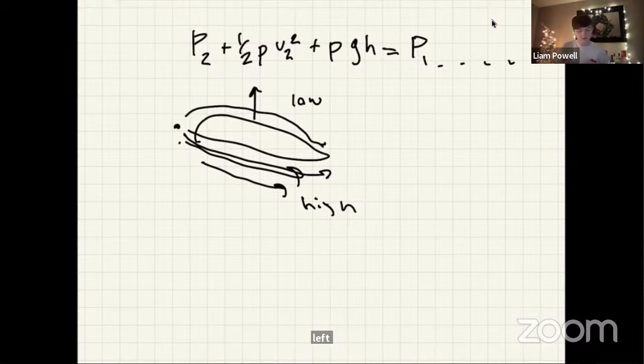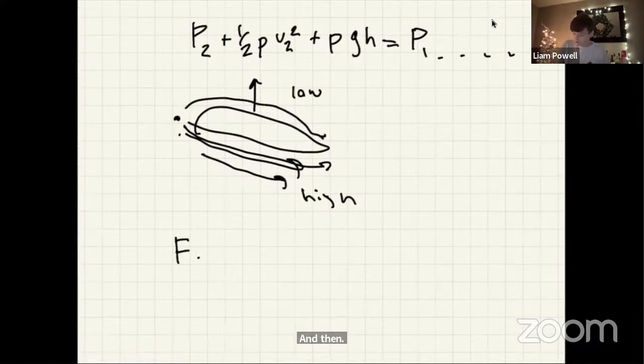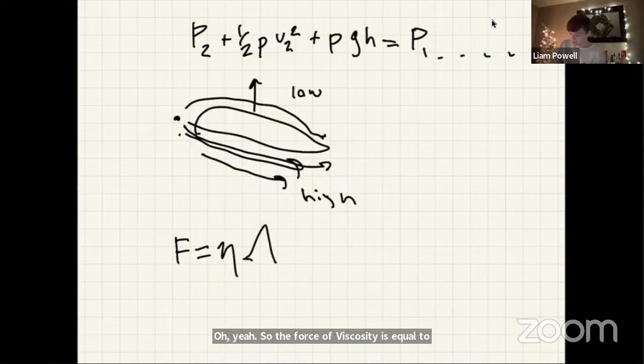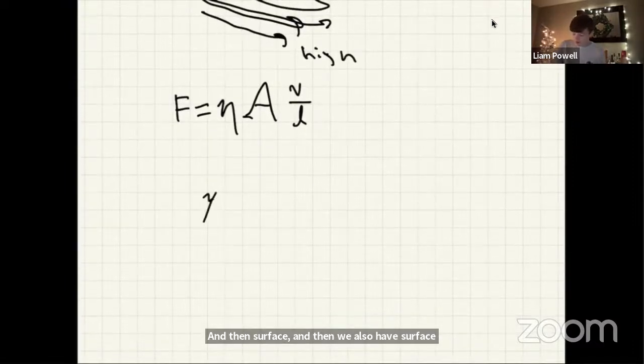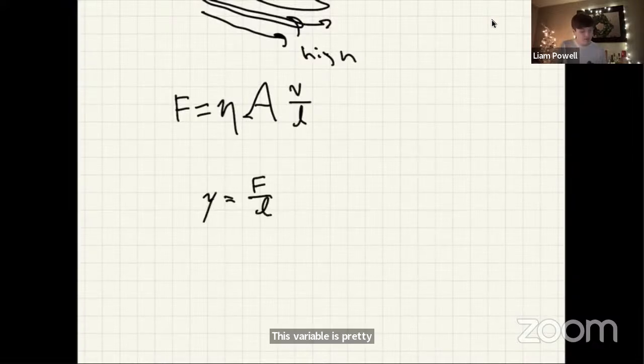And then, oh yeah, the force of viscosity is equal to this variable times cross-sectional area times velocity over the length. And then we also have surface tension, which is equal to force over its length. That is surface tension, gamma. Yeah, so this is gamma.